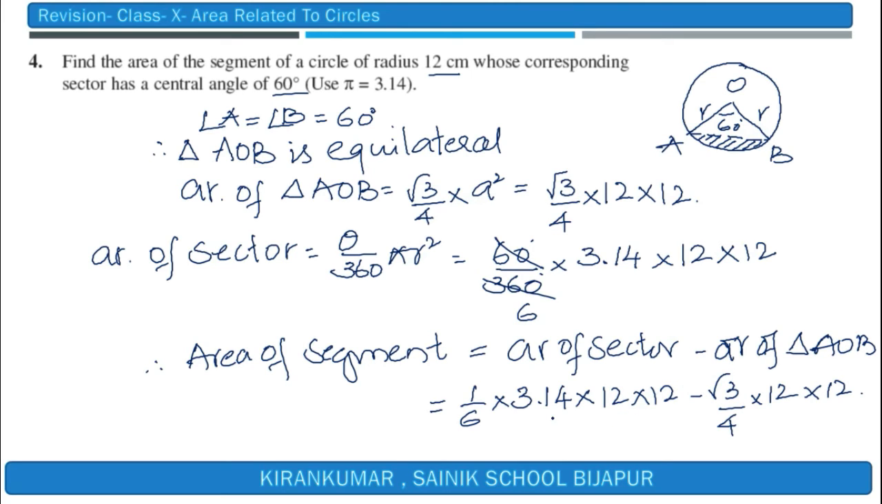Here this is 6.28 multiplied to 12, which is 75.36, minus, this will be 3 times 3 12s are 36 root 3. So 75.36 minus 36 root 3 centimeter square. This is the area of the minor segment.